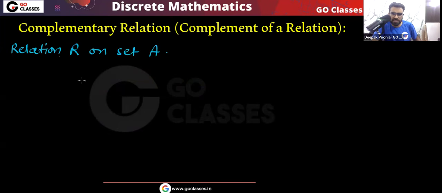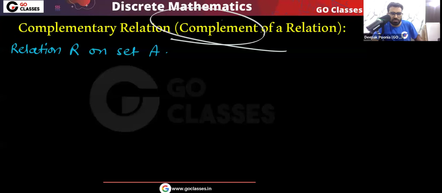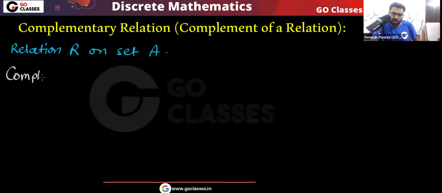For this relation R, how do we find its complement? Or I can say, what will be the complementary relation? So we need to find the complement of R. The symbol, how do we denote it? We denote it by R bar. So the complementary relation, or complement of R, we denote by R bar.